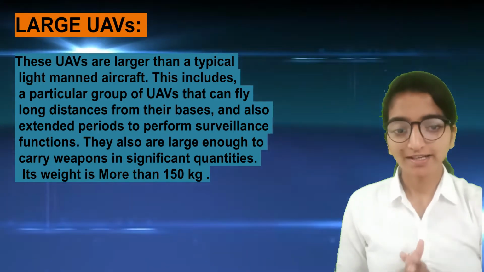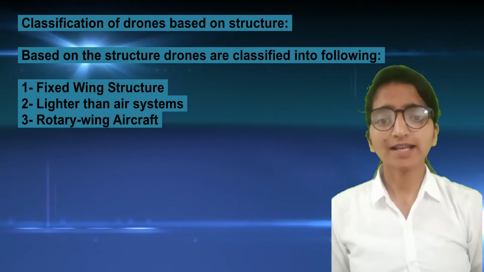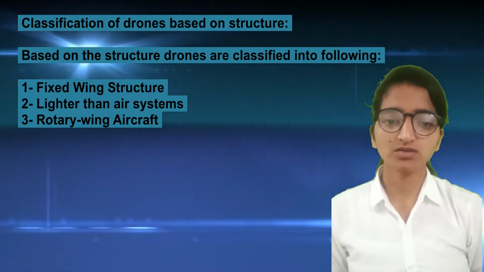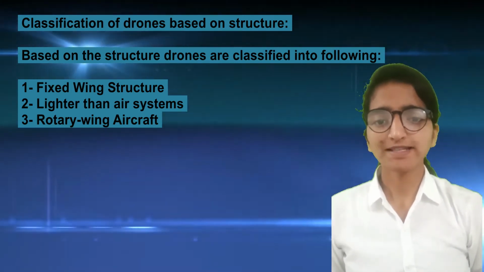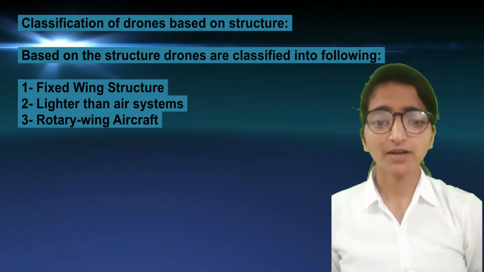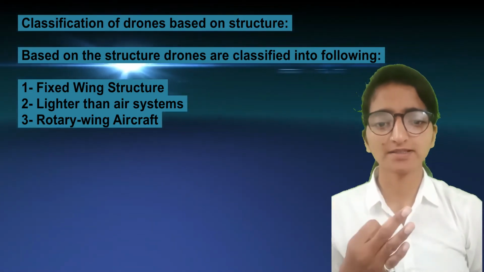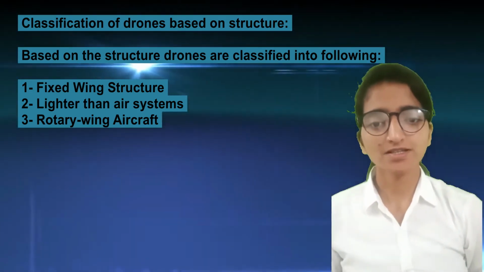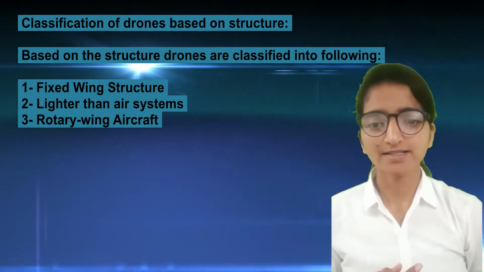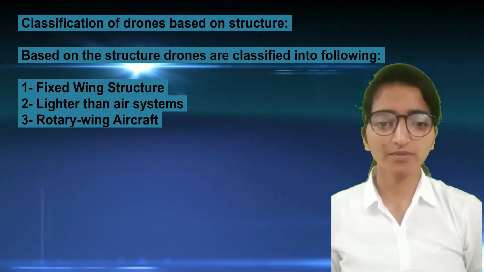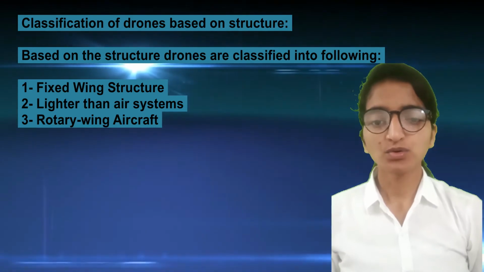So let's take a look at the classification of drones on the basis of structure. Basically, on the basis of structure, drones are classified into three types. Number 1, fixed wing structure. Number 2, lighter than air systems. And number 3, rotary wing aircraft. So let's start with fixed wing structure in detail.